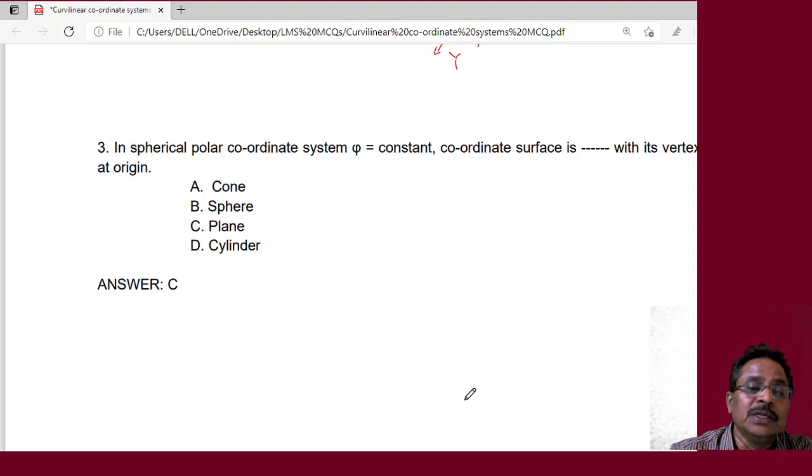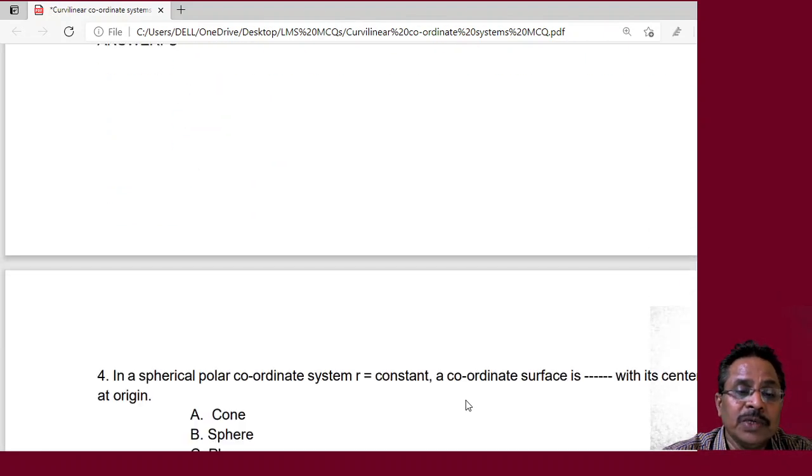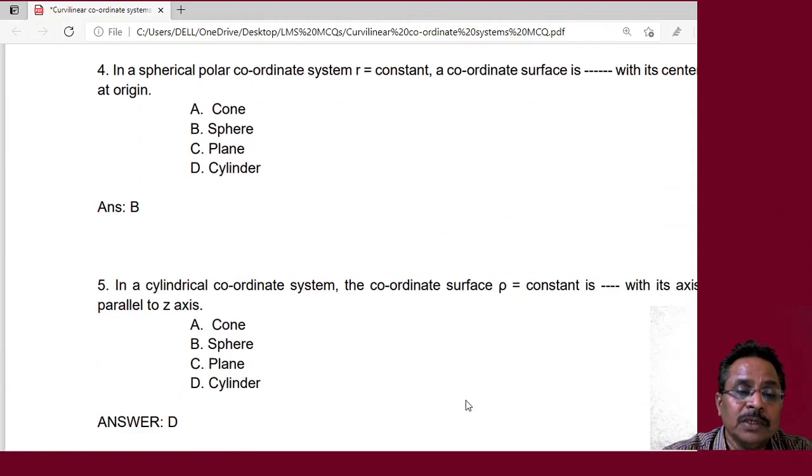Next, in the spherical polar coordinate system, phi is equal to constant, the coordinate surface is, as we have just seen, and here the answer is C. It forms a plane which is parallel to the z axis, and that's the correct answer for question number 3, C, that is plane. In a spherical polar coordinate system, phi equal to constant is a plane with its vertex at the origin. We have drawn the diagram on that.